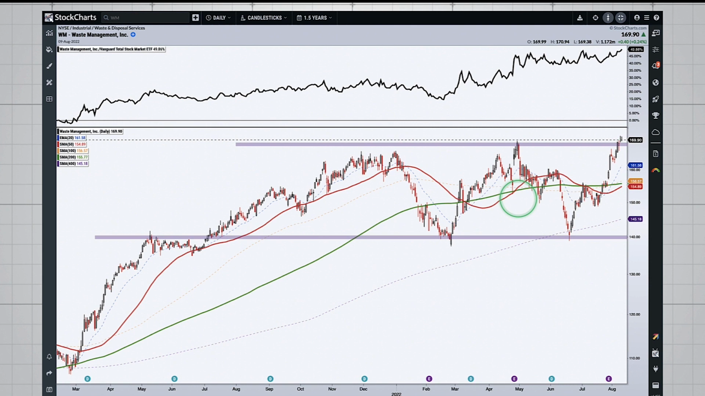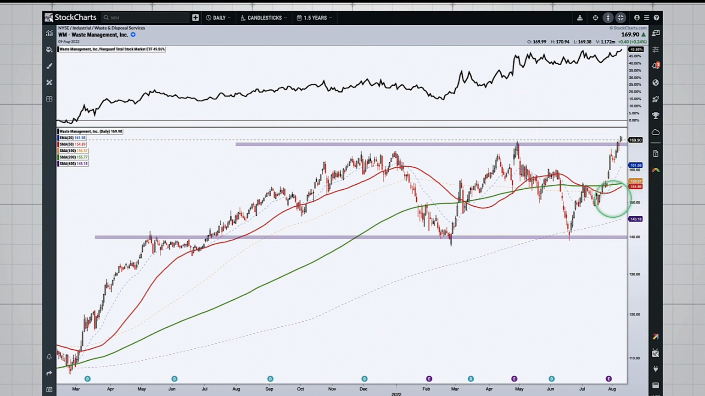Another name that's come across my screen from those new high scans is Waste Management. A very similar story. We've seen a lot of consolidation in this name, bouncing up and down within a trading range, trading sideways, but now just starting to break up and out of that trading range while outperforming the total market. Again, a breakout purely on price, but also a lot of relative strength behind this name. That is something that I love to see.